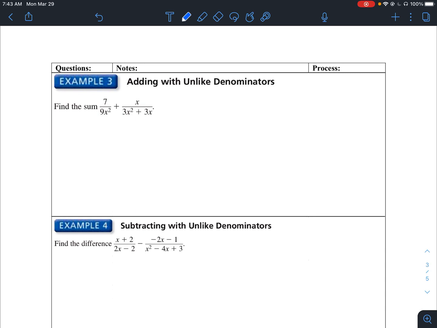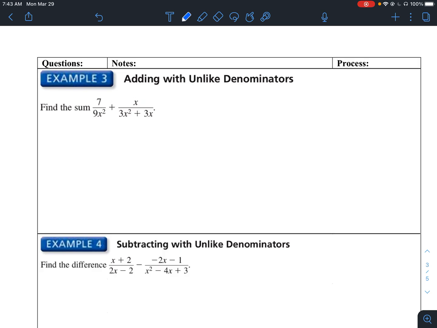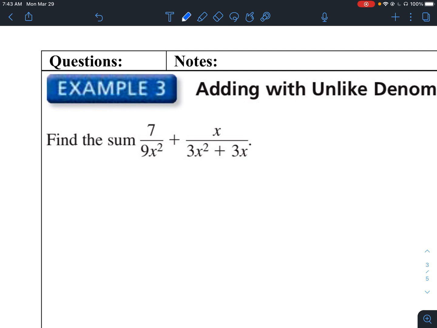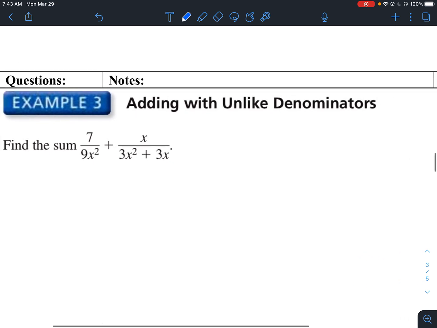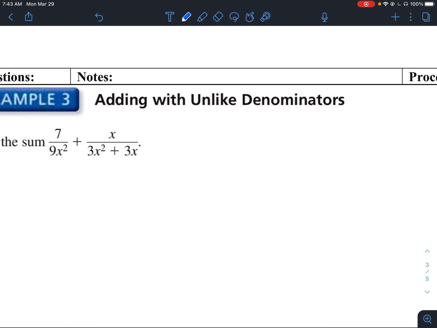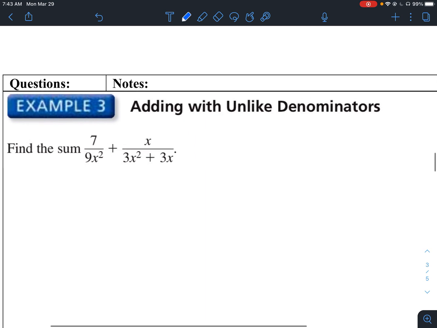Okay, so here are some examples of adding and subtracting with unlike denominators. We're going to be using the method of the least common multiple. So in order to add, we need to understand the factors of both of our denominators. So let's factor our denominators here.